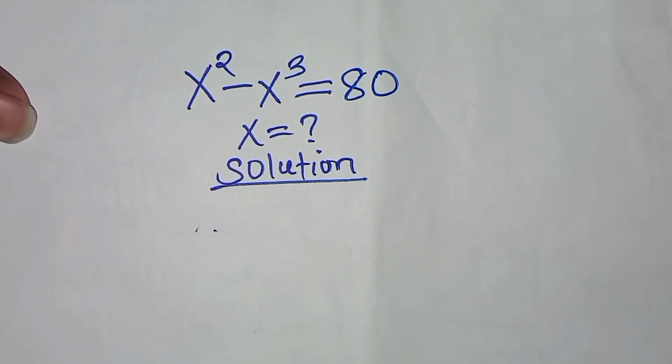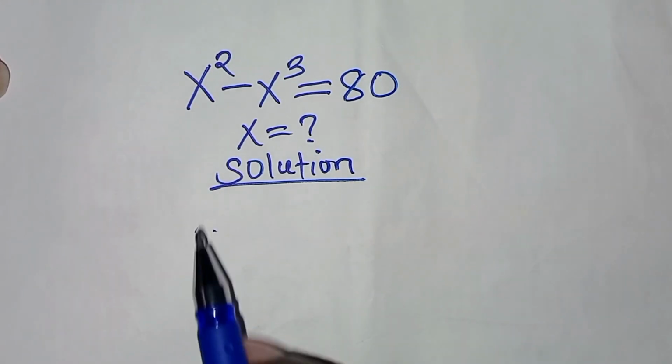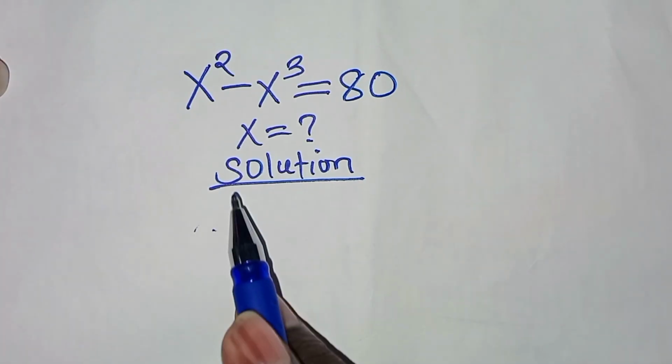Hello everyone, welcome to this solution. Given this nice algebra problem, x to power 2 subtract x to power 3 is equal to 80. So what is the value of x?